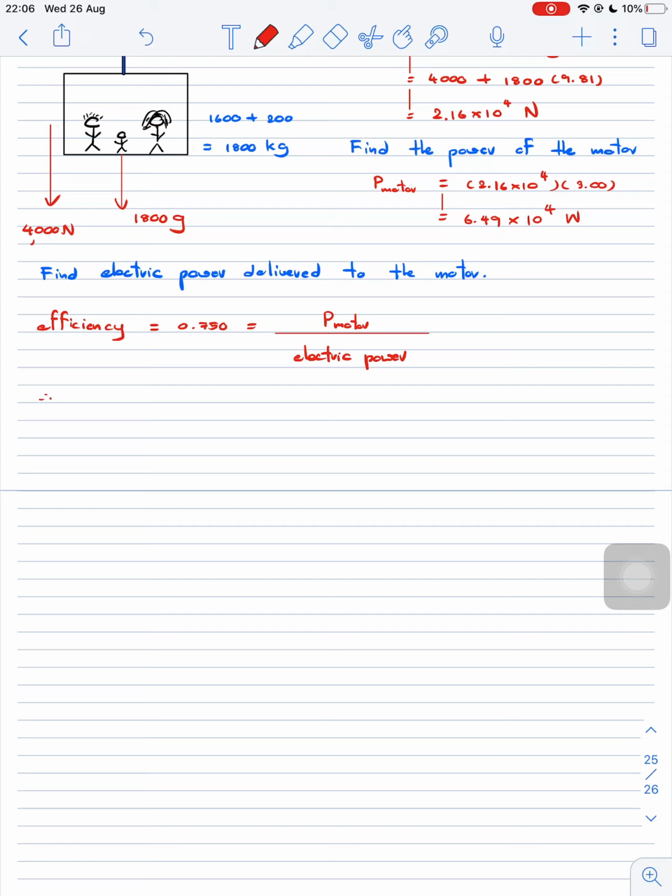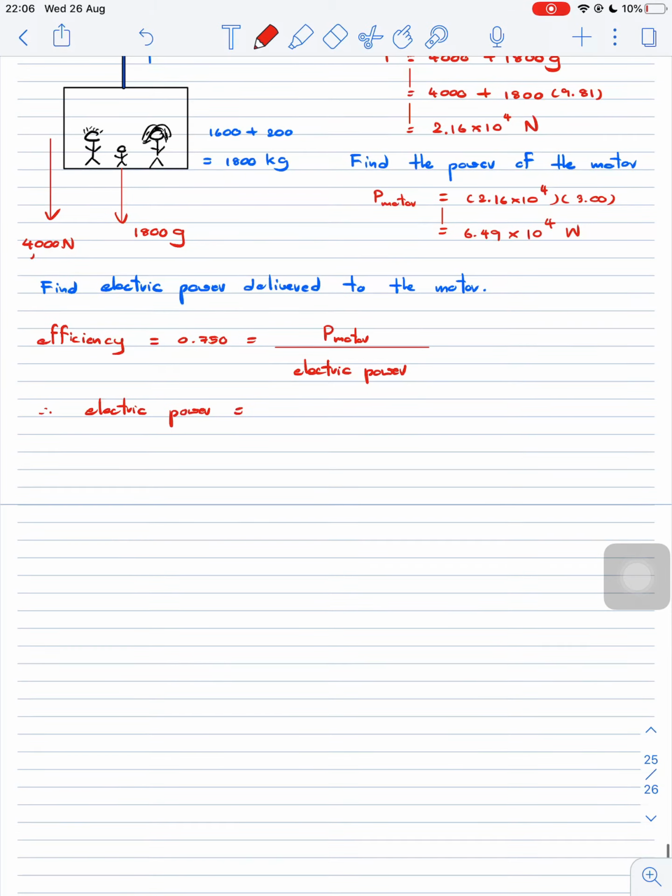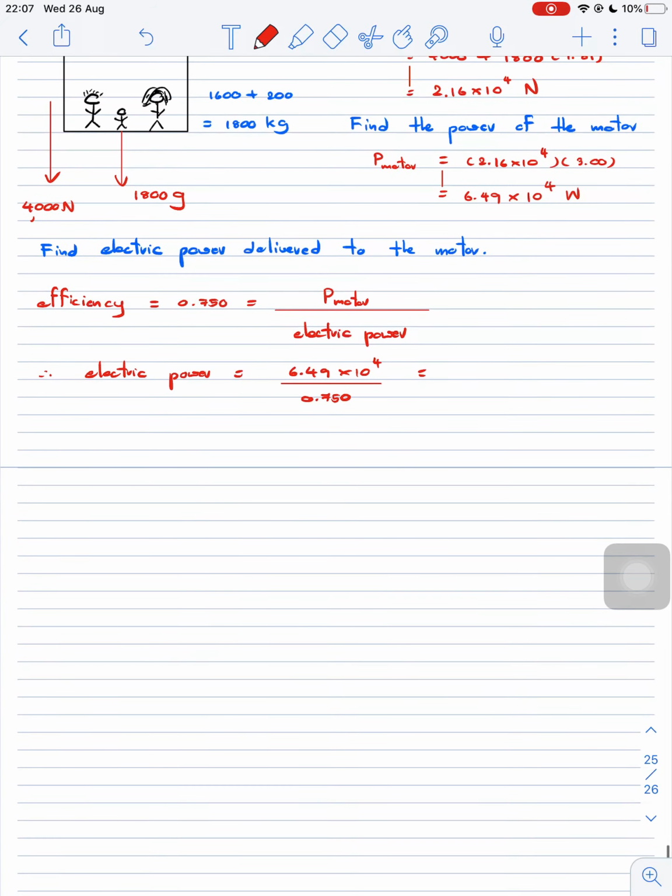So then finally we can get that the electric power is equal to 6.49 times 10 to the 4 watts over the efficiency of 0.750. So then the answer is equal to 8.66 times 10 to the 4 watts. Okay, so this is the answer.